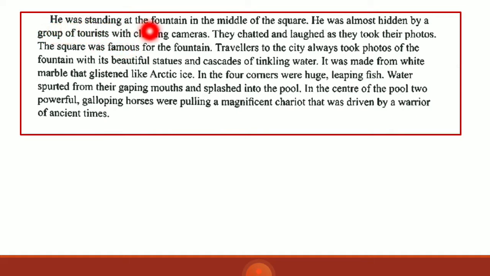The thief was standing at the fountain and the thief was almost hidden. Almost hidden بمعنى إنه هو كان مخفي. كيف كان مخفي سابع؟ By a group of tourists with clicking cameras بمعنى إنه هو كان مخفي ما بين السياح. Tourist معناها سياح سابع. Okay.